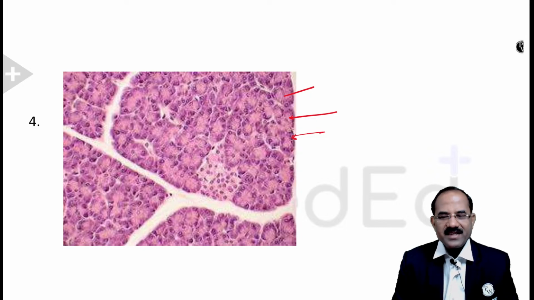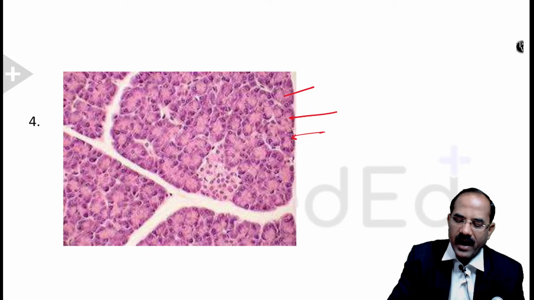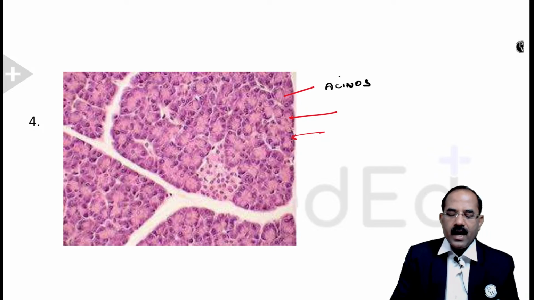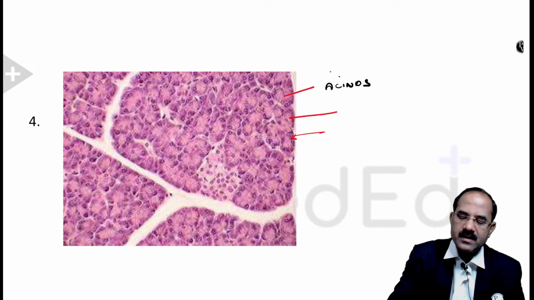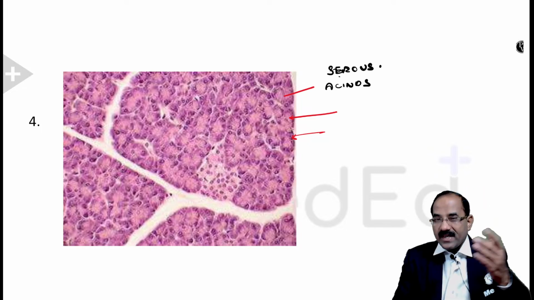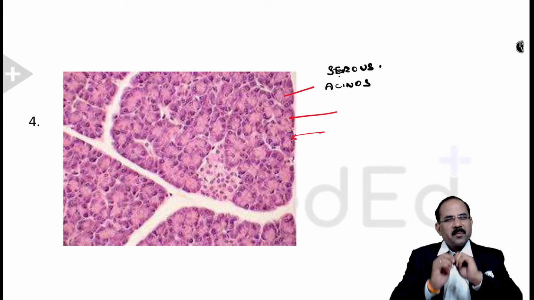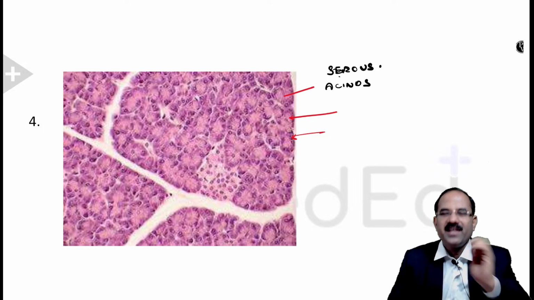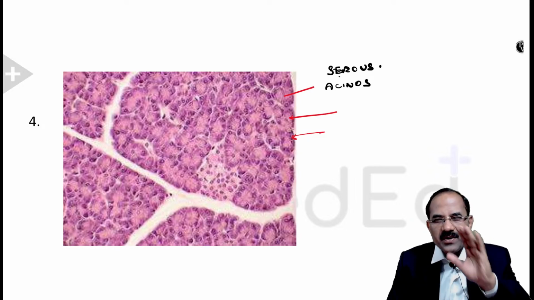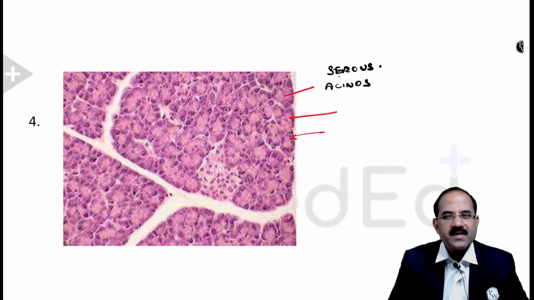Salivary gland. Yes. This is an acinus. And what is this acinus? This is a serous acinus. How does a mucus acinus look? Mucus acinus is a very pale staining structure. It looks very pale because the mucus is dissolved during staining. So this is a serous acinus.